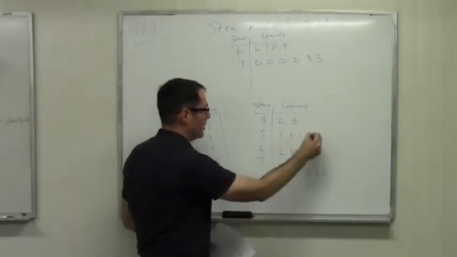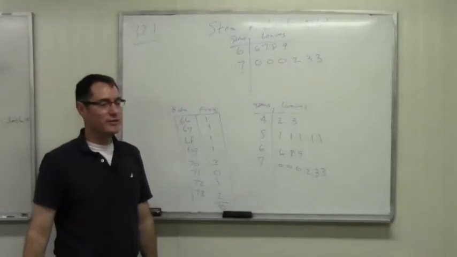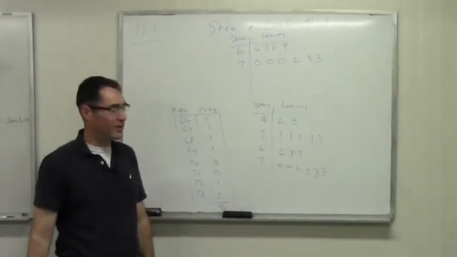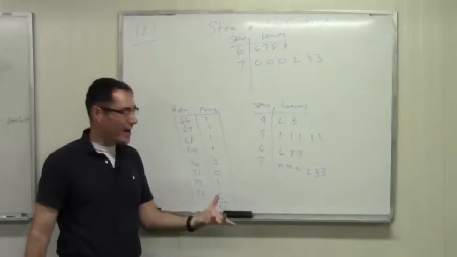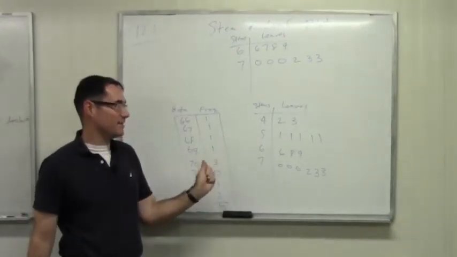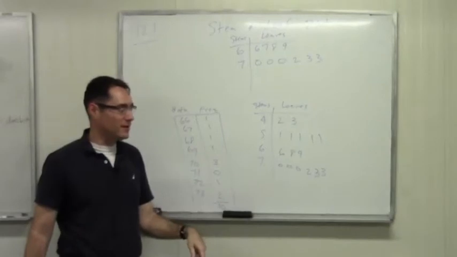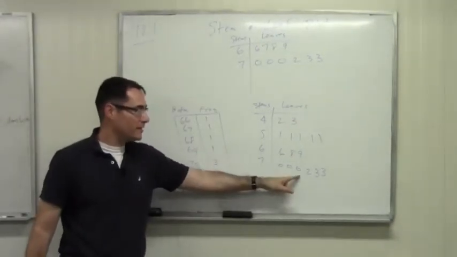51, 1, 1, 1, 1. How many people are 51 inches tall? 5 are, right? How many are 50 inches tall? None. How many are 52? None. You get it? How many are 68? 1. How many are 70? 3. Yeah, because that's 70.